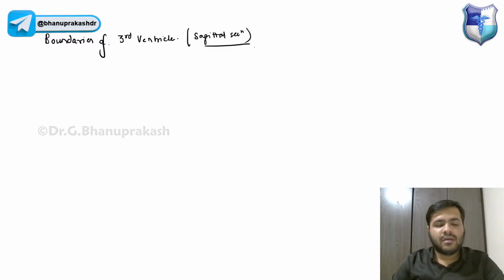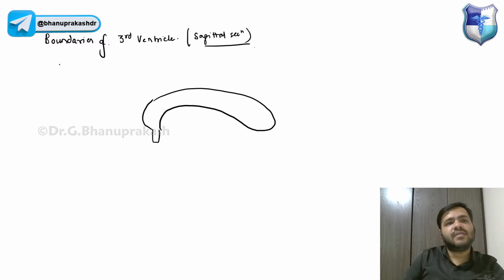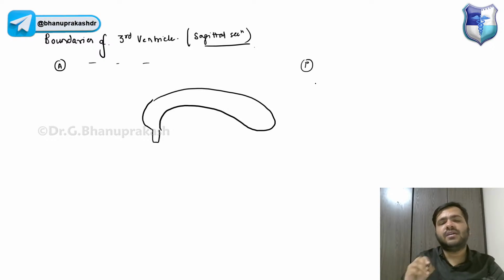Let me just try to draw. This is the anterior part, guys, and this is the posterior part. We will run from anterior to posterior. So you already know this is the rostrum, this is the genu, this is the body of the corpus callosum, and this is the splenium. You all already know this.